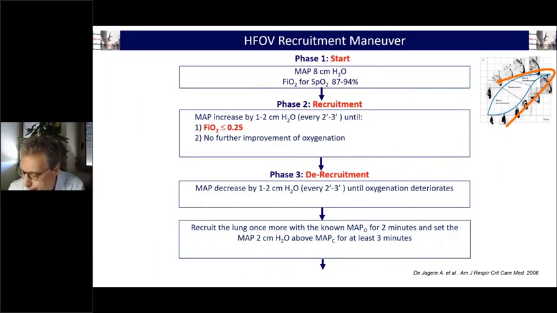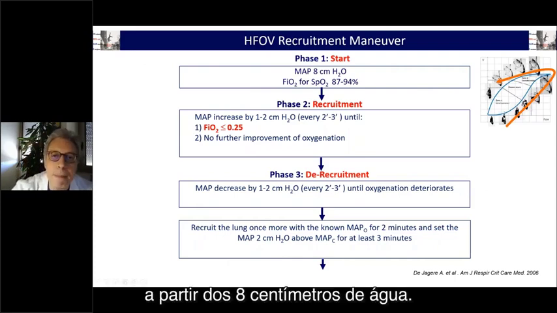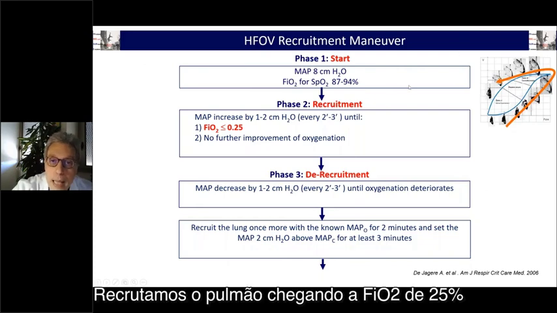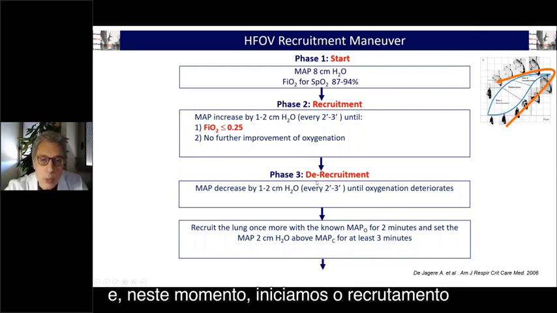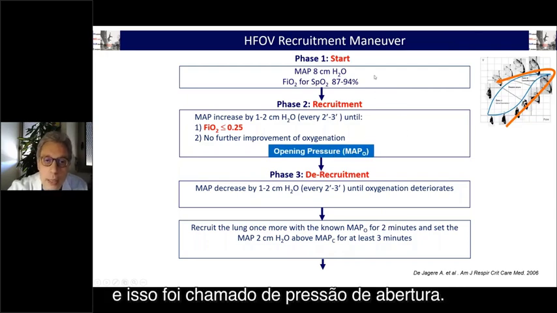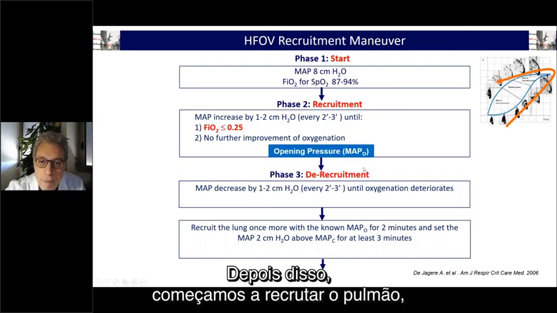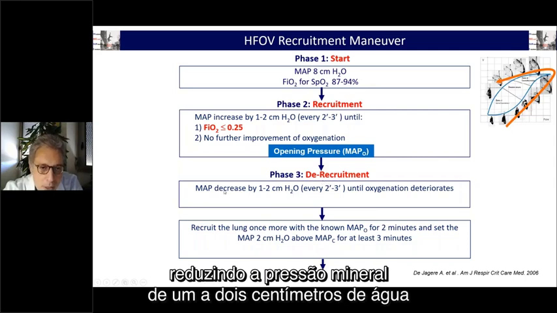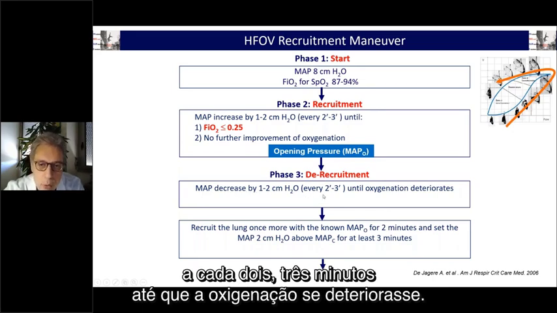starting with 8 centimeters of water. We recruit the lung, arriving at FiO2 of 25%. And at this point, we started the recruitment, and this was called the opening pressure. After this, we started to decrease the mean airway pressure by 1 to 2 centimeters of water every 2-3 minutes until oxygenation deteriorates.